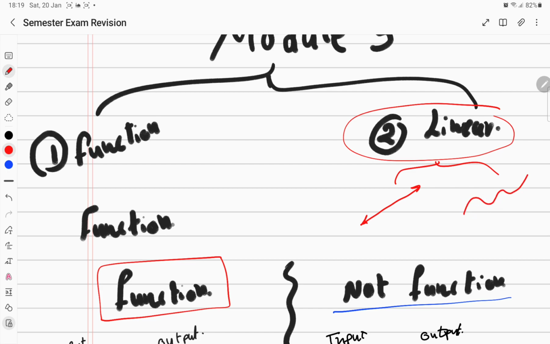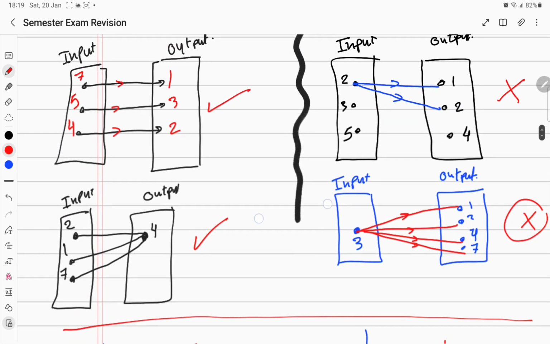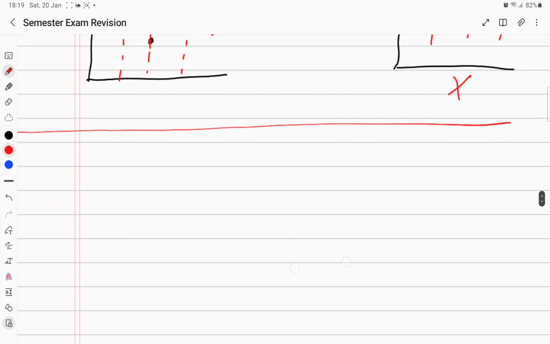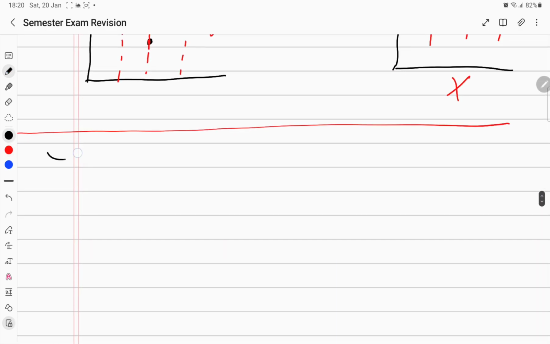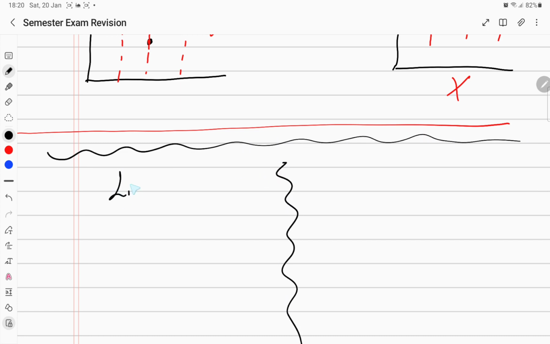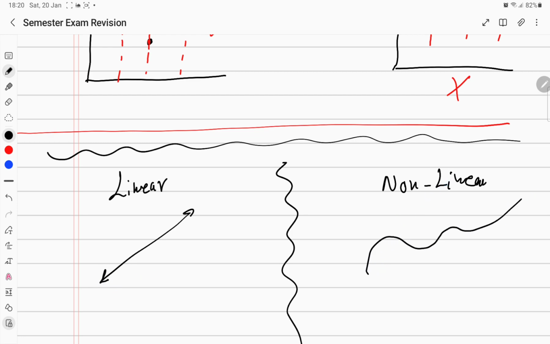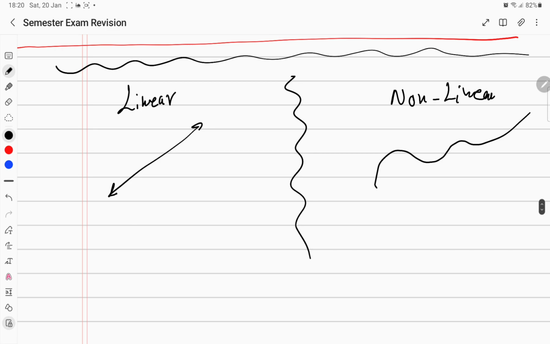Non-linear is something that is not a straight line. Very good. So let's break our page into two parts, either linear or non-linear. Briefly, linear is a straight line. Non-linear is something that's a curve or curvy. Very good. So the question is, how can I tell if it's a graph?